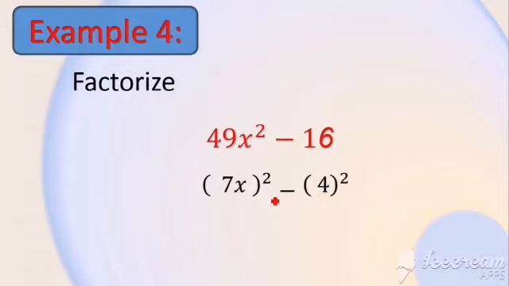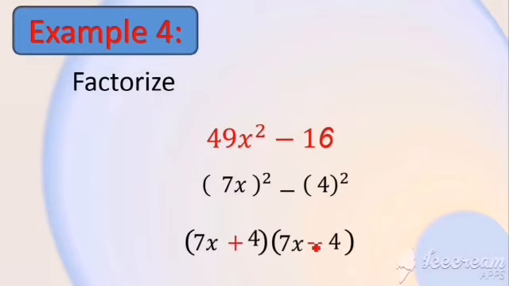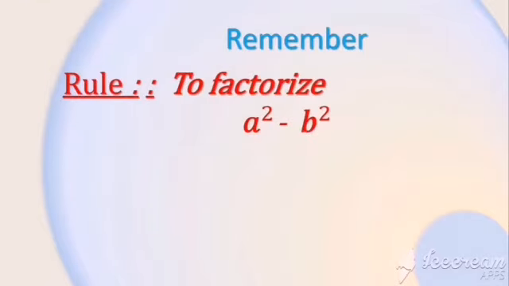Step number 2 is to open two parentheses and start distributing. 7x in the first, 7x in the second, 4 in the first and 4 in the second, with one plus sign in the first and one minus in the second. Excellent. Now, let's wrap up the idea we've explained.